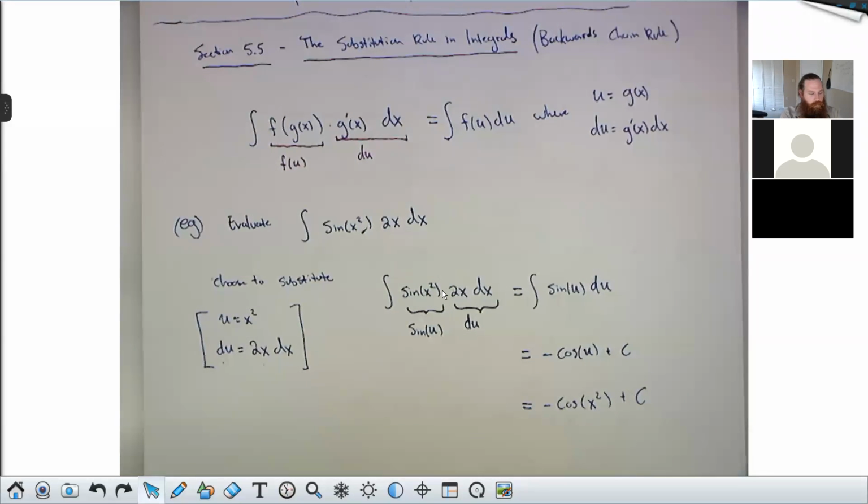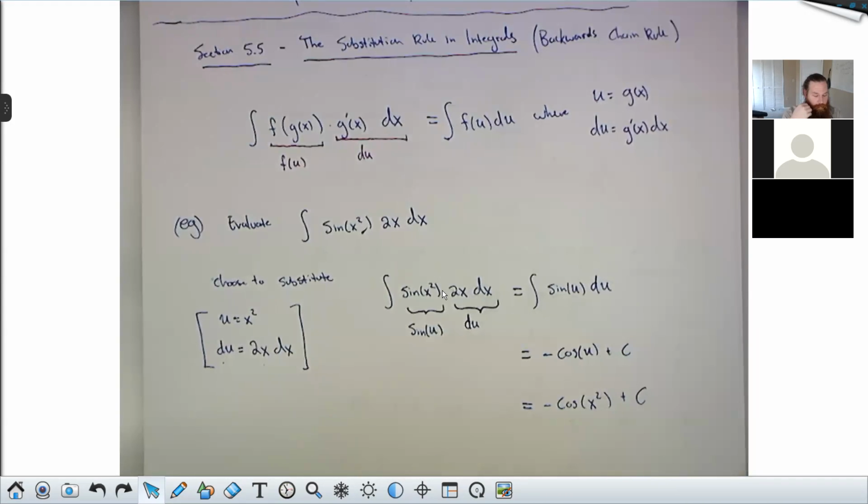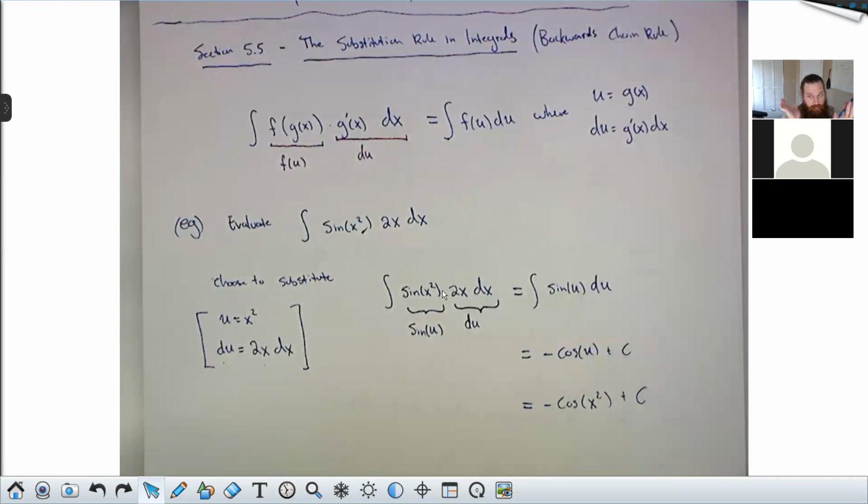Then you do the integral in terms of the new variable. You can only do that after getting rid of all the old variable stuff. If there were any x's floating around here, I'm stuck. Can't do it. Got to get rid of all the x's. Got to switch everything into the new variable. But then once you get there, like we did here, you can go ahead and do that integral and then go back to the old variable.